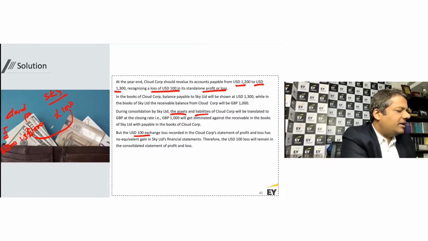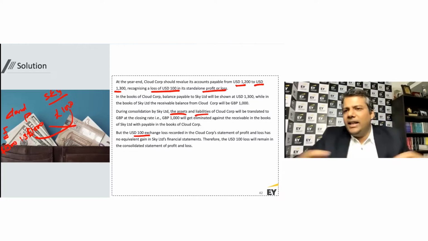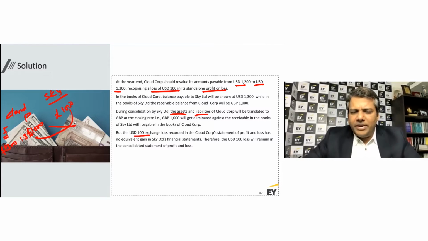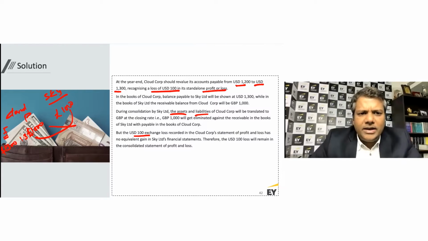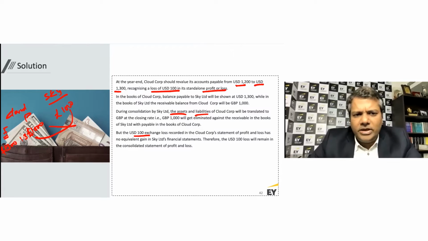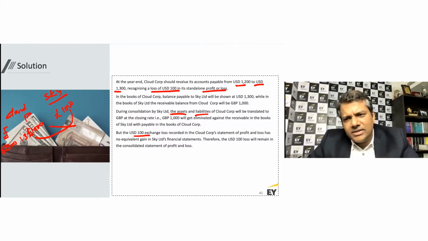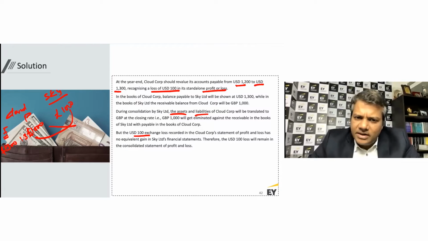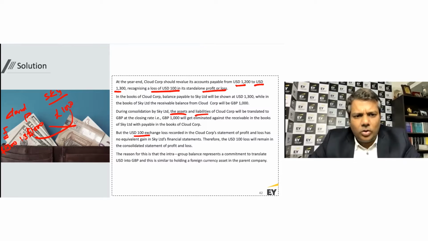So in the consolidated financial statement, these will get eliminated, right? The 1000 receivable and payable will get eliminated, right? But the US dollar 100 exchange loss recorded in the Cloud Corp statement of profit and loss has no equivalent gain, because in the books of Sky there is no gain, because they sold in their functional currency. They want to receive money in the functional currency, same 1000 GBP. So for them there is no gain or loss. Therefore, the USD 100 loss will remain in the consolidated statement of profit and loss.